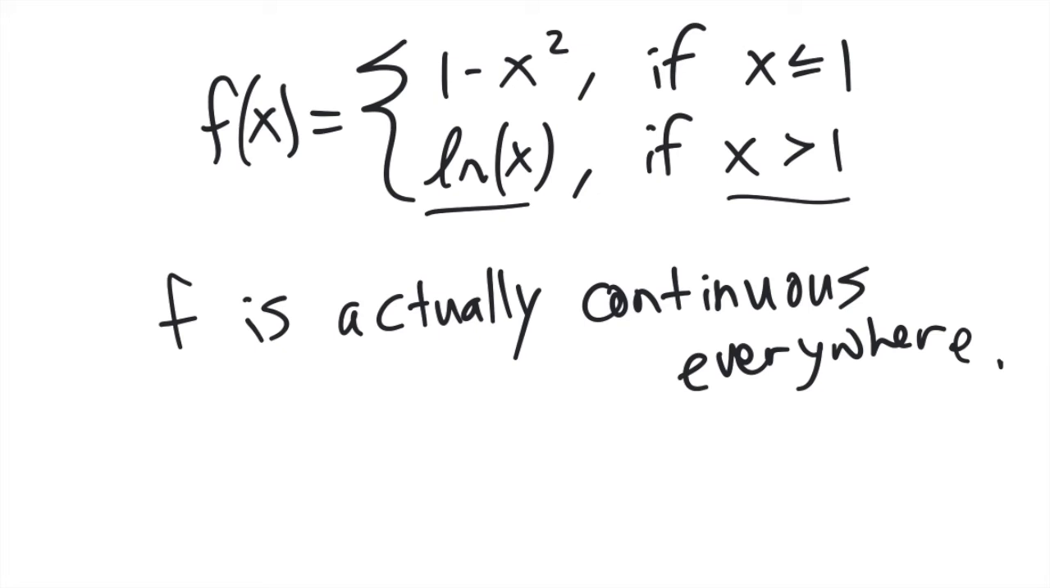This seems a little bit weird because with a piecewise function, it seems like those two different pieces are going to be kind of split up. It seems like we would have some kind of a jump or a gap there in our graph. But that's not necessarily true in a piecewise function.